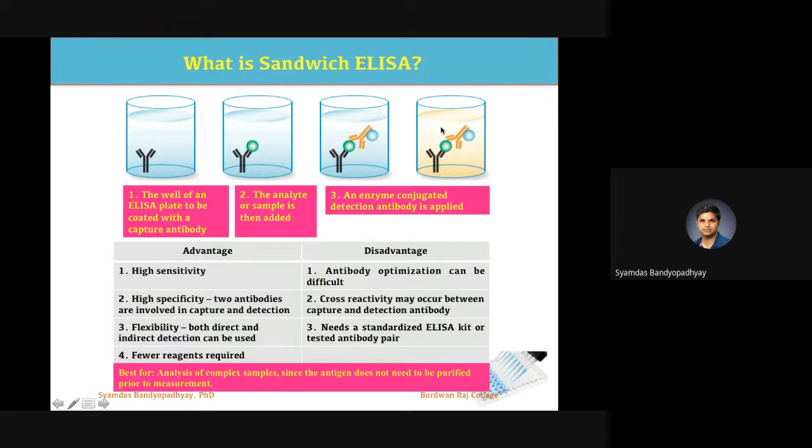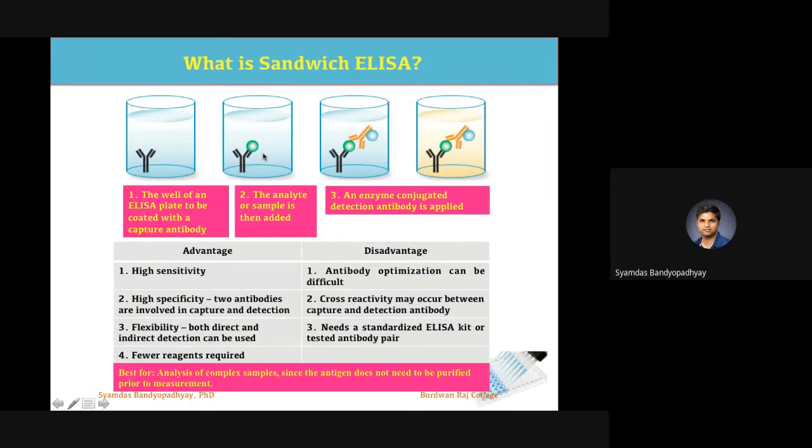The final step is the same: you add a specific amount of substrate to the well, and that substrate will be catalyzed into a colored product. Now you can measure the intensity of the color, and that intensity will tell you how much antigen was present in your sample. That is the aim of the sandwich ELISA, right?